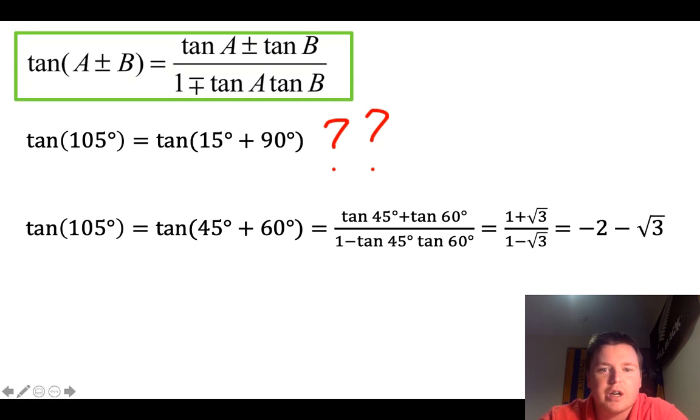45 plus 60 will do the trick. Sub in 45s and 60s into here. We get this nice exact expression. Rationalize it, we get minus 2 minus root 3.